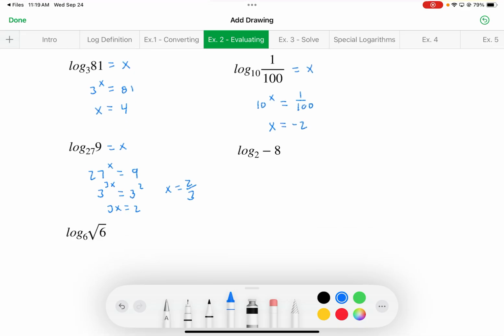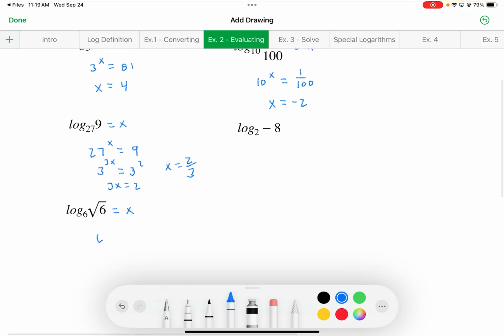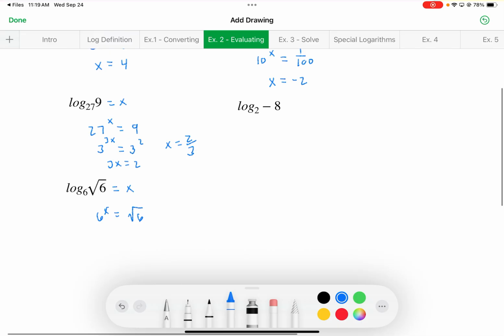Let's go to the one below that. Log base 6 of the square root of 6. If I set that equal to x, put it into exponential form, 6 to the power of x equals the square root of 6. What's x? 1/2. Because the square root of 6 is the same as 6 to the half power, right?